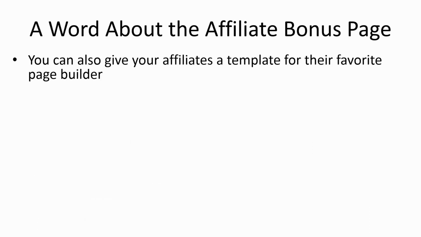You can also give your affiliates a template for their favorite page builder. Again, you're basically taking the bonus page concept, and what you're doing is you're putting it in these different templates and these different page builders. So, for example, what you could do is you could do an InstaBuilder template. Now, if you're going to do that, I would suggest that you actually have that outsourced. Again, you can find people.